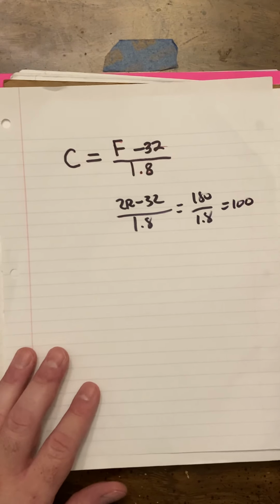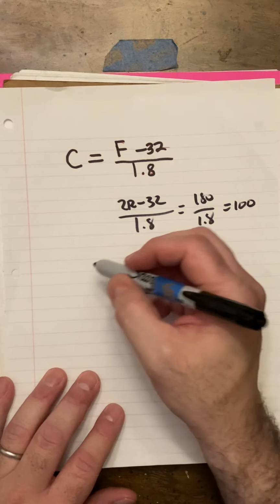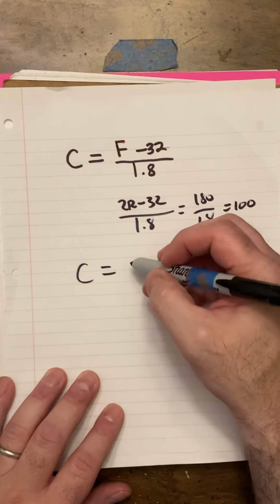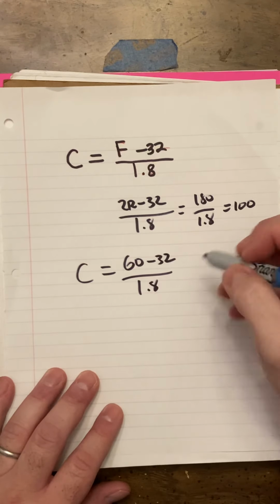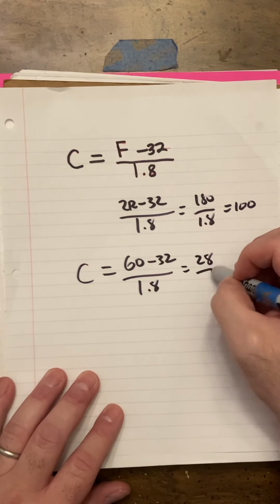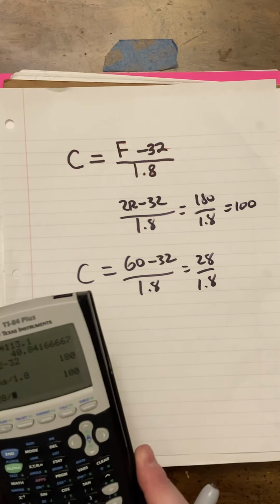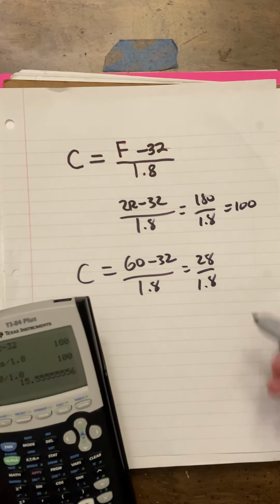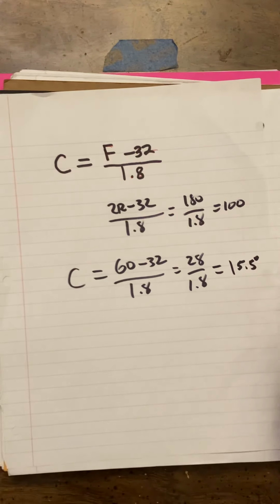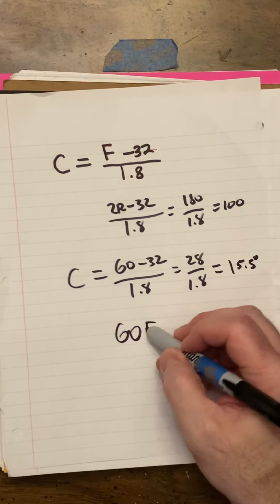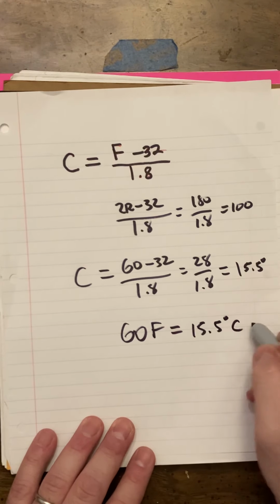Let's try another one. Let's say you had a Fahrenheit of 60 degrees. Let's see what the Celsius temperature would be. 60 minus 32 is 28, and 28 divided by 1.8 is about 15.5 degrees. So 60 degrees Fahrenheit is about 15.5 degrees Celsius, okay?